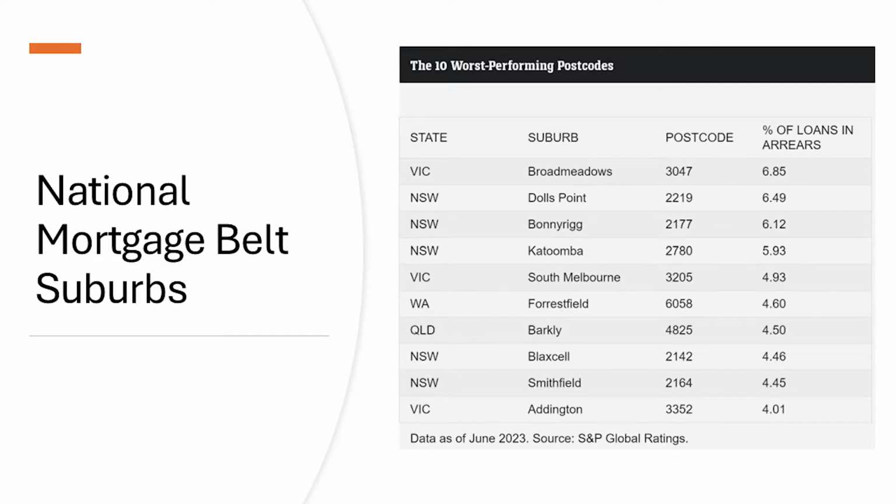If you want actual suburbs that are bad performing in terms of loan arrears, here's some for you. I'll just read some out so you can see the clear distinction with all of them. You've got Broadmeadows there, Bonnyrigg, Katoomba, Dolls Point, South Melbourne, Forestfield, Barclay, Blackstall, Smithfield and Addington. So a lot of these suburbs are in either very, should I say, poor estates or close to new estates.